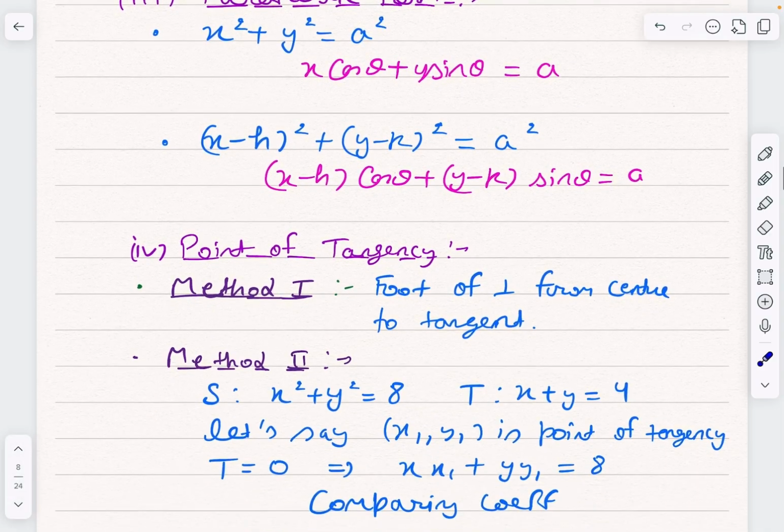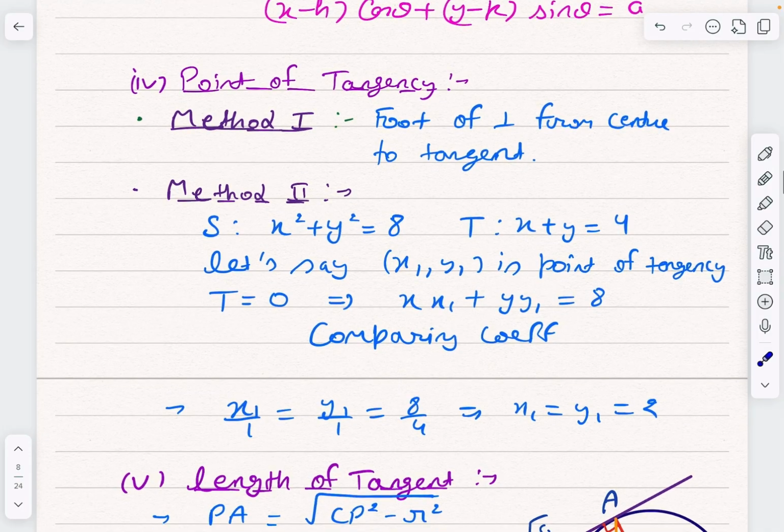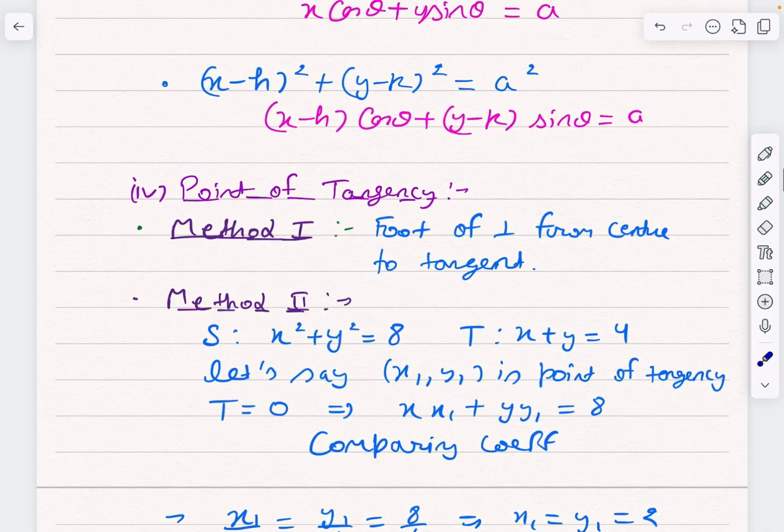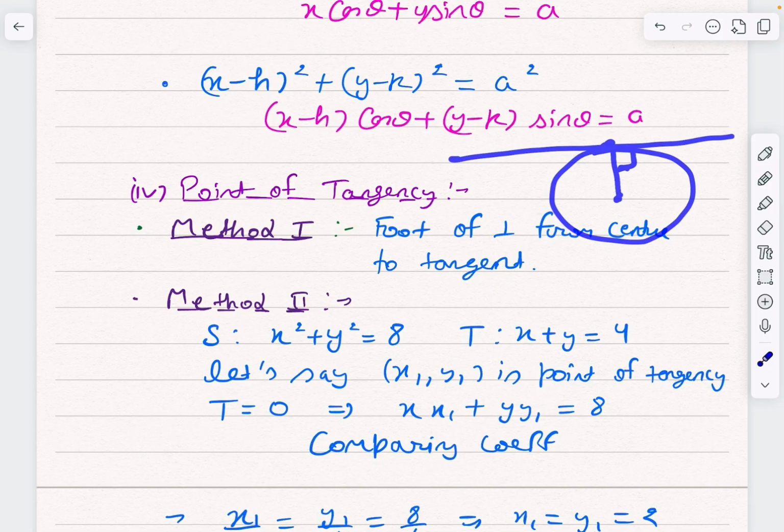Next, guys, how do you find the point of tangency? Let us say a tangent is given and a circle is given, how do you find the point of contact, or point of tangency? We have various methods. First, you can just find the foot of the perpendicular from the center. The foot of the perpendicular from the center of the circle to the tangent will be the point of contact or point of tangency. We have one more method here.